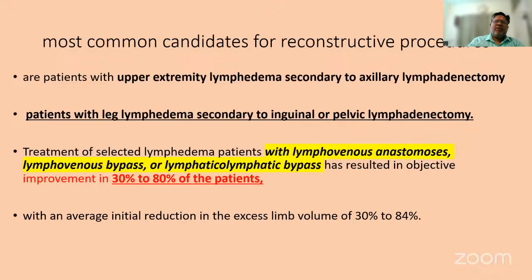The most common candidates for a reconstructive procedure are upper extremity lymphedema secondary to axillary lymphadenectomy, usually MRM due to CA breast, and patients with leg lymphedema secondary to inguinal or pelvic lymphadenectomy. Treatment of selected lymphedema patients with lymphovenous anastomosis or lymphatic bypass has usually resulted in 30 to 80% success, with an average initial reduction in excess limb volume of 30 to 84%.